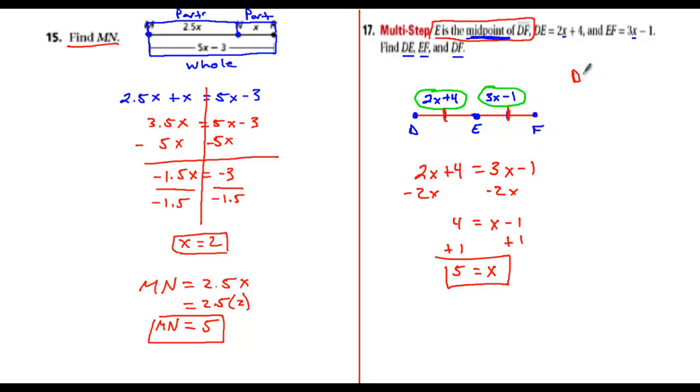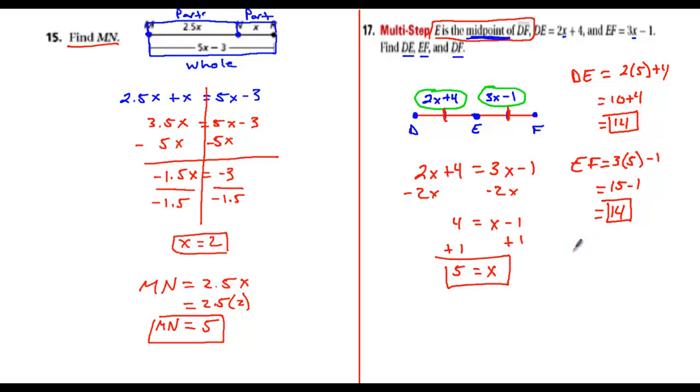Now to find DE, I'm just going to plug my 5 in for x. So I get 2 times 5 plus 4, 10 plus 4, 14. And somebody's going to say, gee, Mr. Lewis, can we just do that one since you know they're the same? What if you get this one wrong? Then you're going to get them both wrong. If you do them both and they don't match, you know you made a mistake and you can save it. If you just take the easy way out and say they're both 14, well, that works right up until you do a little algebra wrong, and then you're going to miss the whole problem just because you were too lazy to do this one more time. And last we find out that DF is, both of them added together, 28.